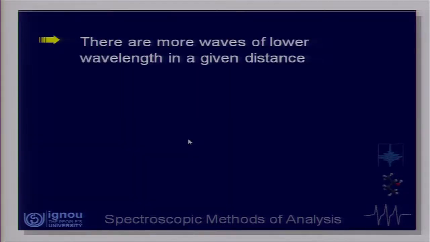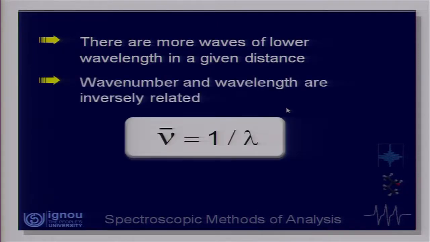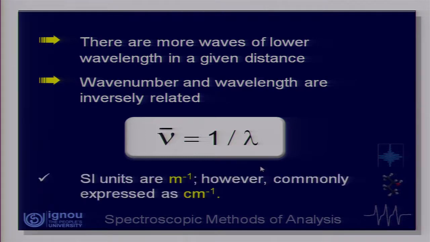That there are more waves of lower wavelength in a given distance, and that translates into the wave number and wavelength being inversely related. We depict wave number with the frequency symbol with a bar on it, and that is equal to 1 by lambda. Since lambda is the wavelength, which has units of meter, the SI unit for wave number would be meter inverse. However, commonly we use terms like centimeter inverse rather than meter inverse.